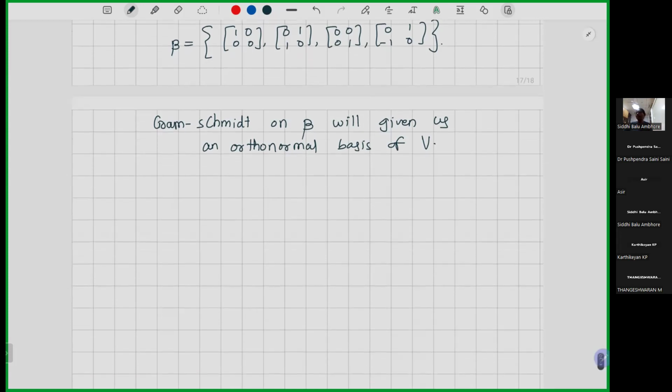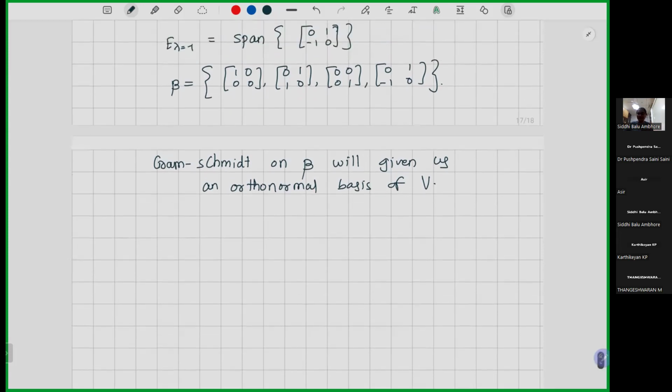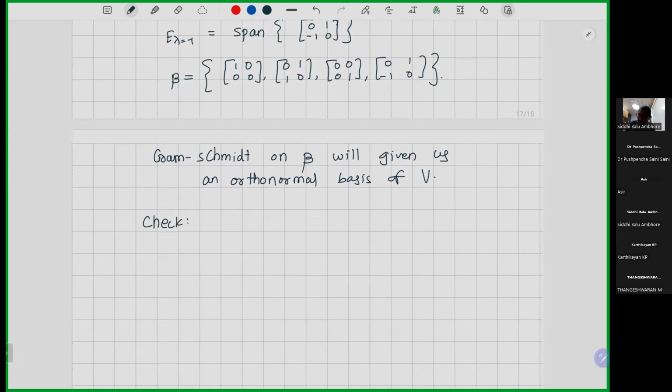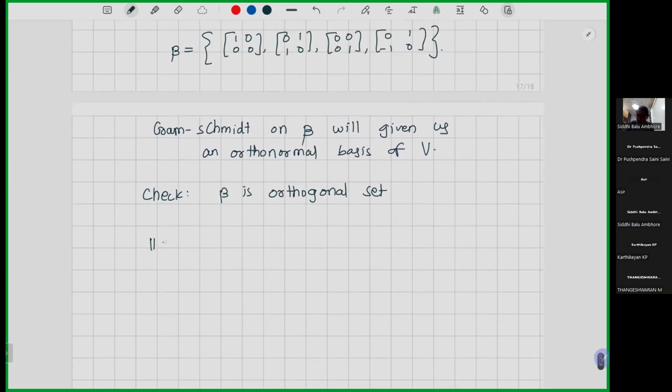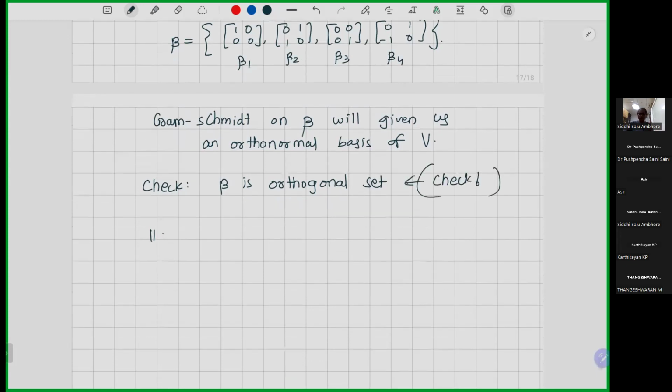Okay, so the first thing to check is, if you do orthogonalization, note that these 4 matrices, you can just check that this beta is an orthogonal set. Note that if we take trace of B transpose A and so on for these matrices, everything falls to zero. If I call these beta 1, beta 2, beta 3, beta 4, please check this. It needs to be checked.